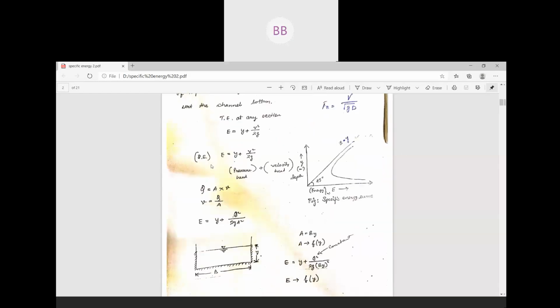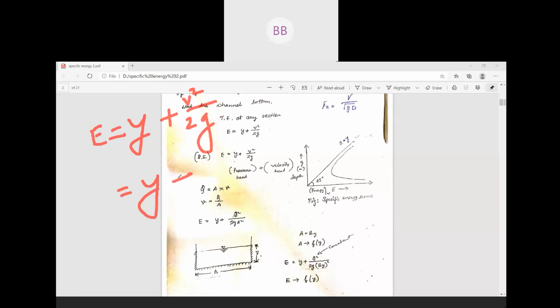Now, specific energy is equal to y plus v square by 2g. This is the equation. Here we have y plus, in place of v we can write q by a, since q is equal to area into velocity. So in place of velocity you can write q by a, and here we can write q square by 2g a square. This is nothing but substituting q by a in place of v.